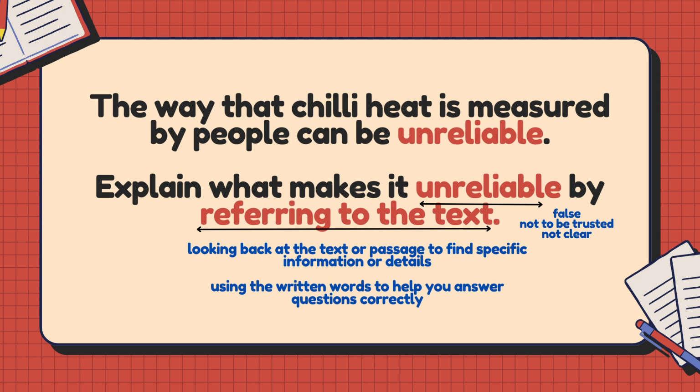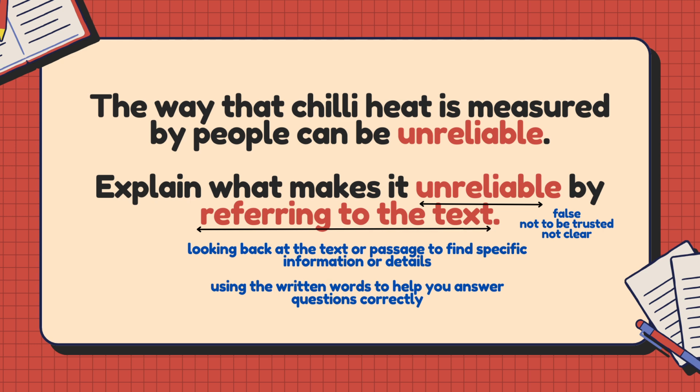And the third question is: the way that chili heat is measured by people can be unreliable. When we say unreliable, it means not to be trusted. Unreliable means not clear. So from this sentence itself, you can find out the keywords like chili, heat, measured by people, and of course, you know the meaning: unreliable means not clear.